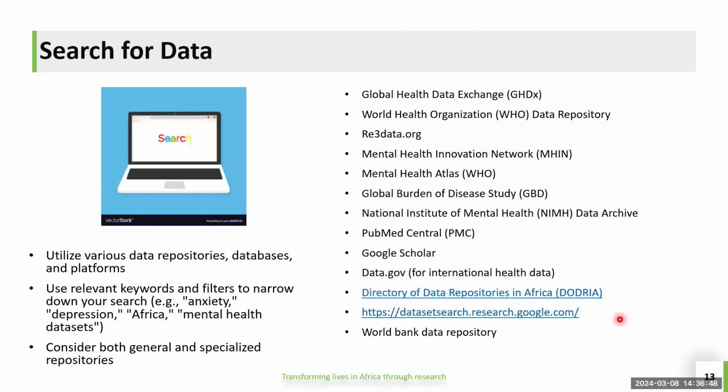And Google has this Google dataset search. So again, worthwhile visiting. I just made this initial list to start with, but you need to grow it as you do your search. Then the World Bank data repository. These are just examples that I could come up with, but certainly you can expand it as you're doing your search.